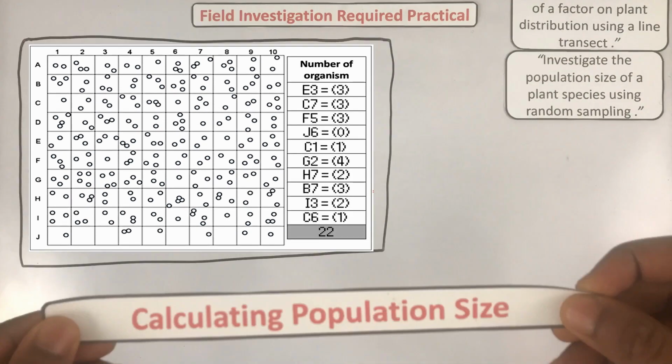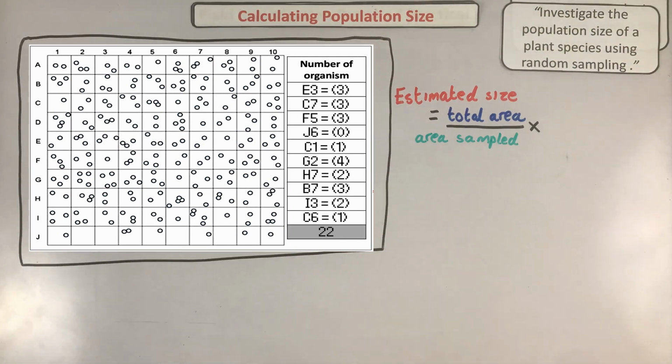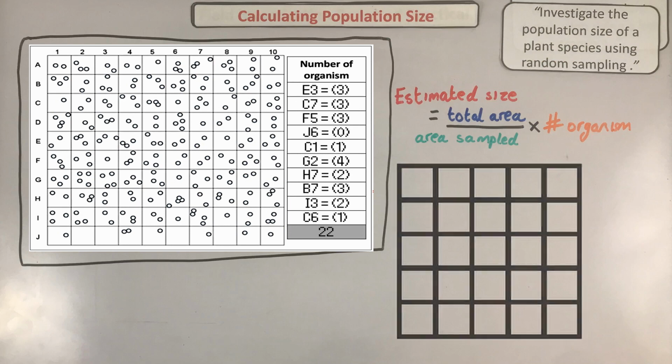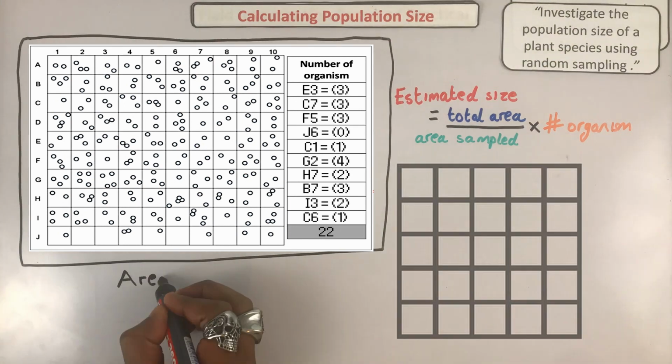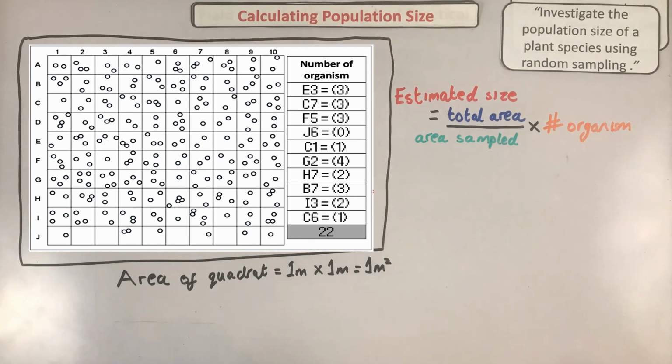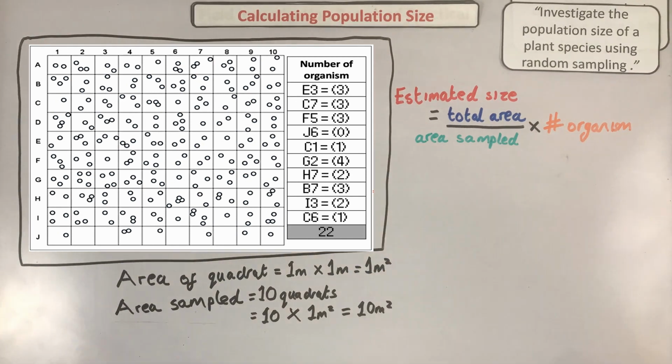Now to calculate your population size. We use this equation to estimate your population size. Your estimated population size is your total area divided by your area sampled, times your number of organisms. Remember that the area of a square is the length times the height, and the size of my quadrat is 1 meter, so that gives me an area of 1 times 1, which is 1 meter squared. Since I'm using my quadrat 10 times, my area sampled is 10 times 1 meter squared, which is 10 meters squared.